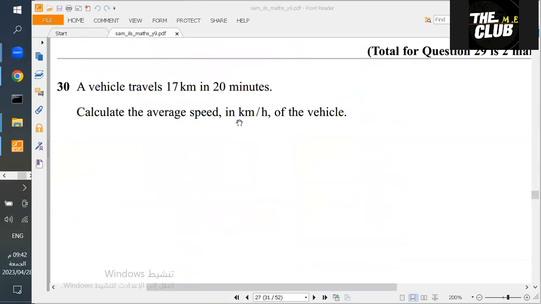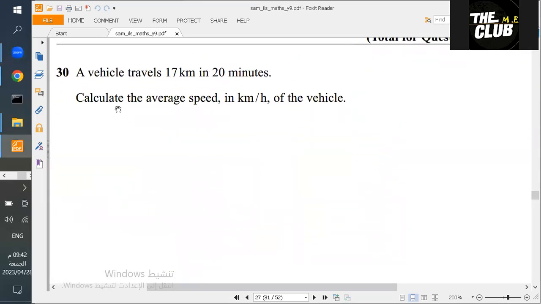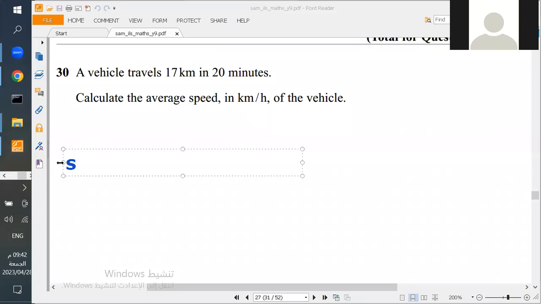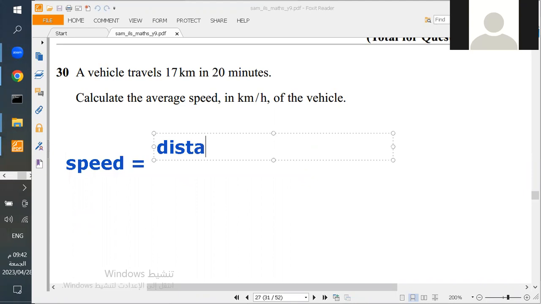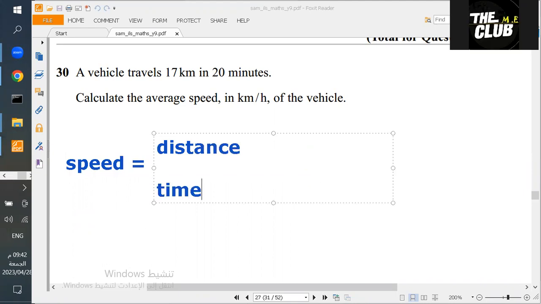How about this one? Question 20. A vehicle travels 17 kilometers in 20 minutes. Calculate the average speed in kilometers per hour. The rule for average speed is: average speed equals distance over time. Which is 17 kilometers over 20 minutes over time. That's the first step, the rule.